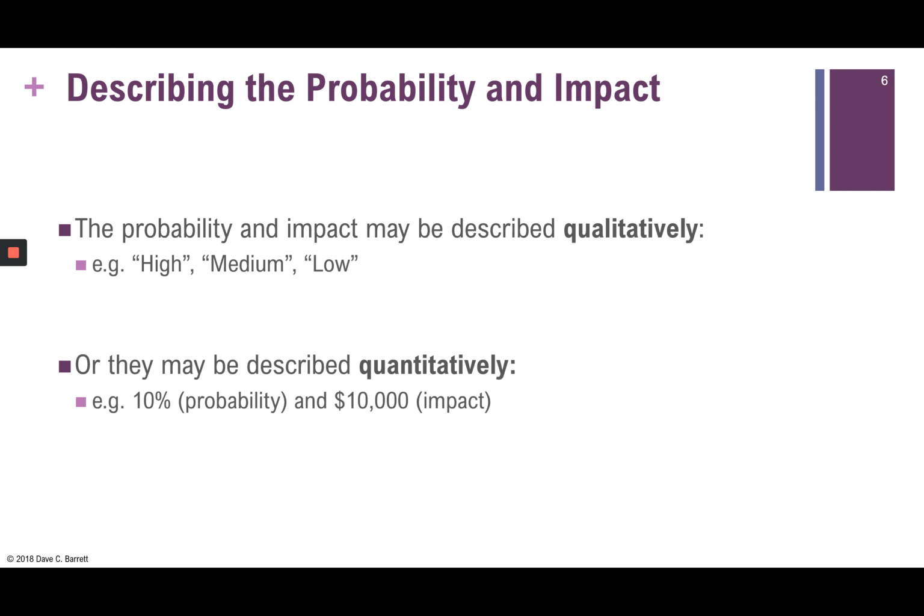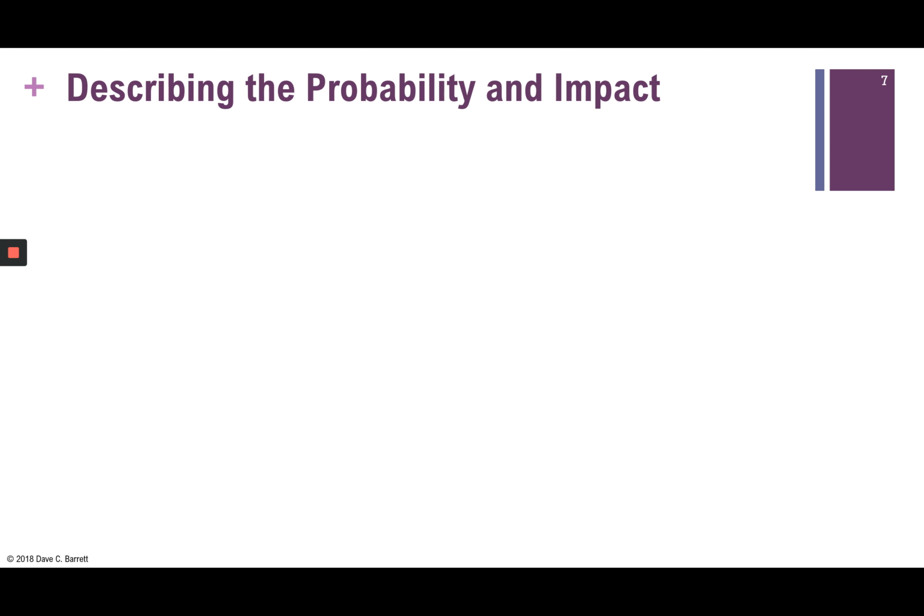Now, in terms of the two, qualitative are generally easier to do because they're less precise. The downside of them is they are less precise. What does high mean? What does medium mean? Quantitative, the advantage is that they are precise. 10% is 10%. $10,000 is $10,000. We can measure that and we understand what that is. The problem is that it's hard to be that accurate, that definitive, on something that is in the future and is very difficult to predict like that.